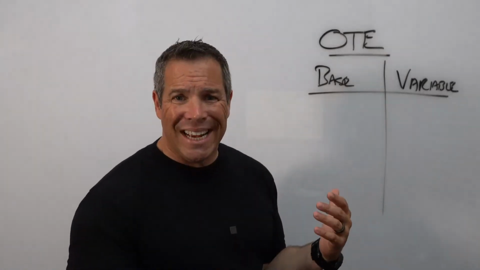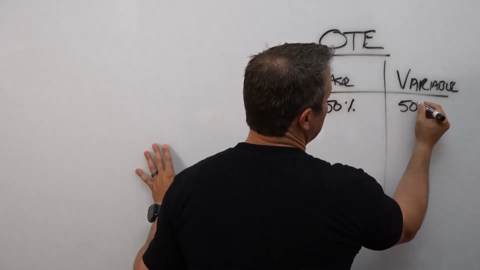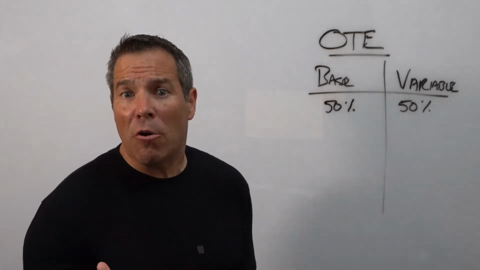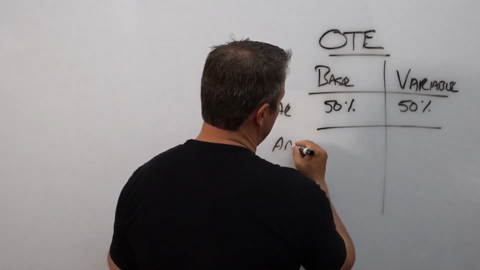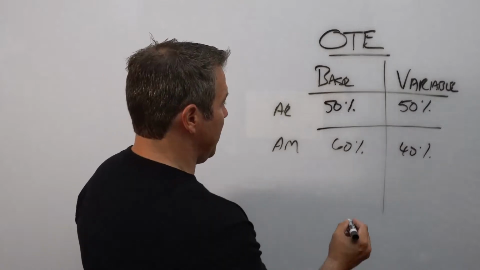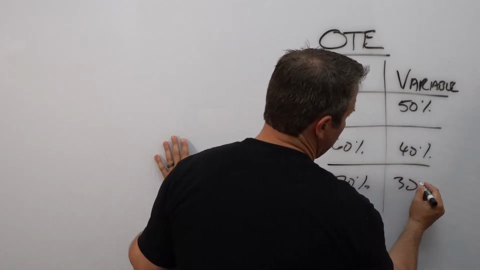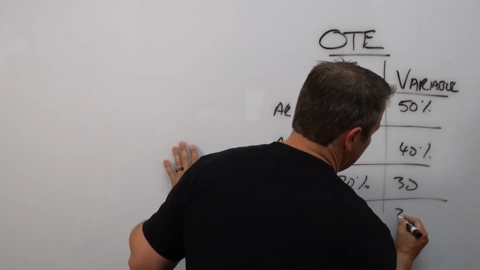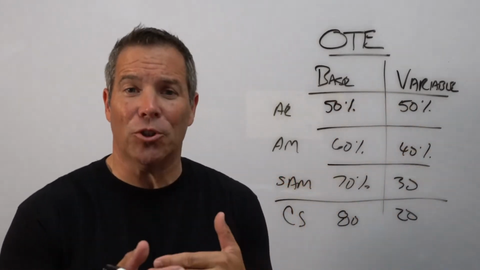In a typical account executive role, you might have a 50-50 split. So 50% of the compensation is going to be on the base side, 50% will be on the variable side. In a typical account manager role, it might be closer to a 60-40 split. So AE 50-50, AM might be 60-40. Strategic account manager might be closer to 70-30. And someone in a customer success role might be somewhere closer to 80-20. The point is base plus variable equals 100%, which is your on-target earning.